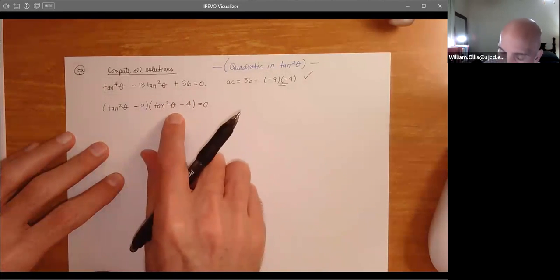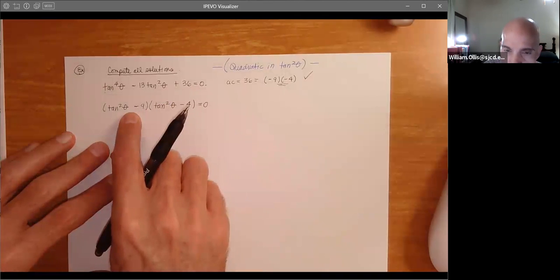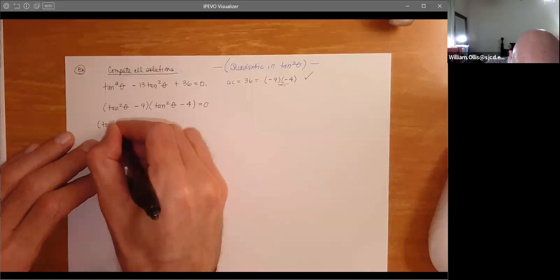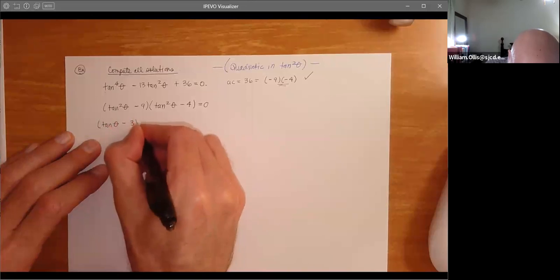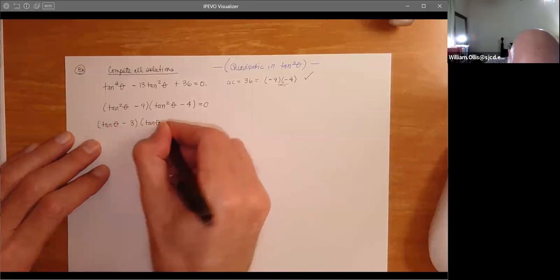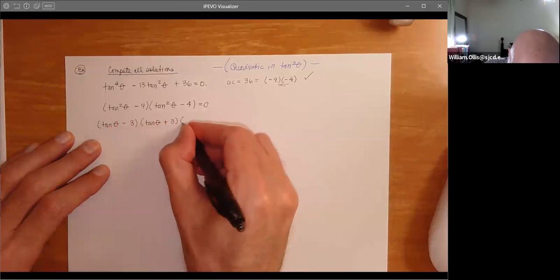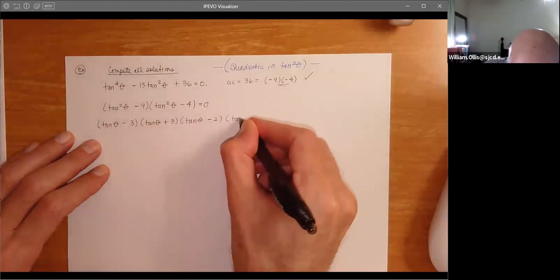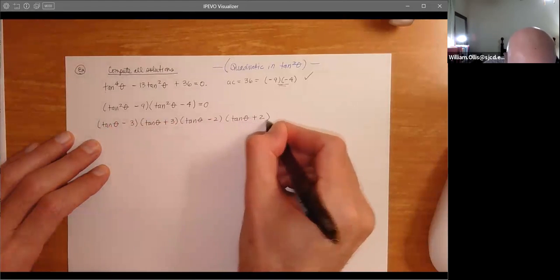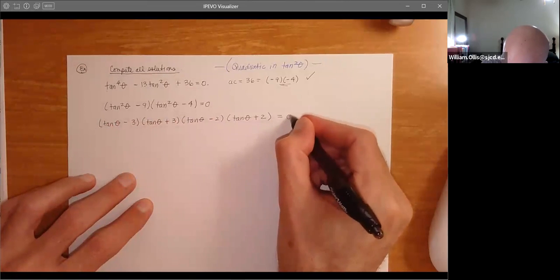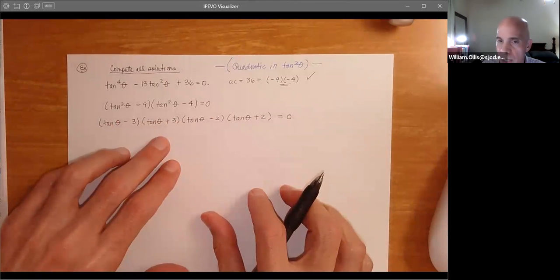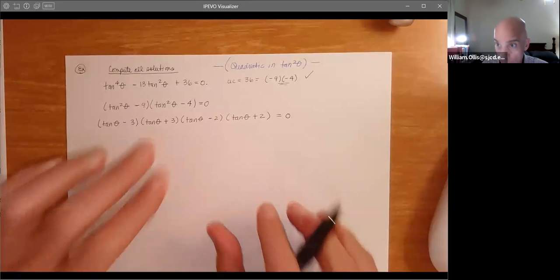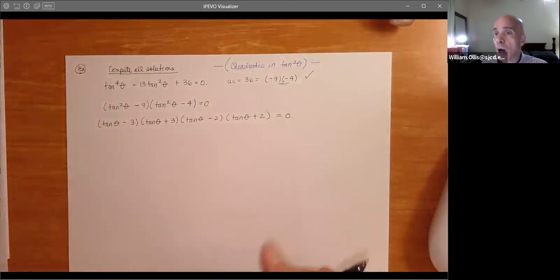So now, just like the first problem, we have a difference of 2 squares here and a difference of 2 squares here. So we'll factor again. So we have tangent, we like it when it's easy, minus 3, tangent plus 3, tangent theta minus 2, and tangent theta plus 2 equals 0. So again, we don't have a Professor Ron's lemma for tangent because its principal period is pi and it's 1-to-1 there. So we don't have to worry about another solution on that interval.